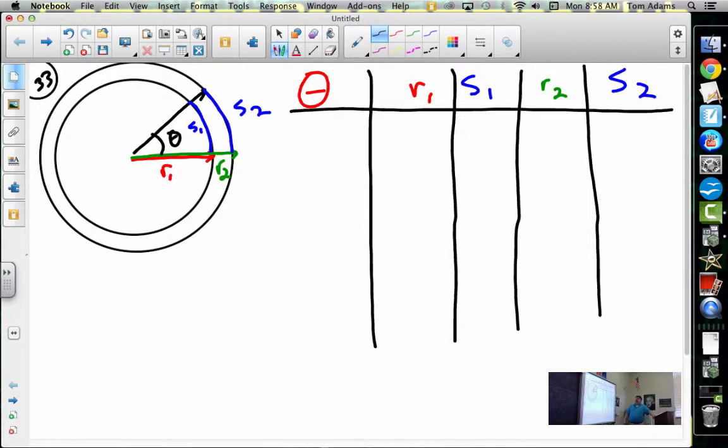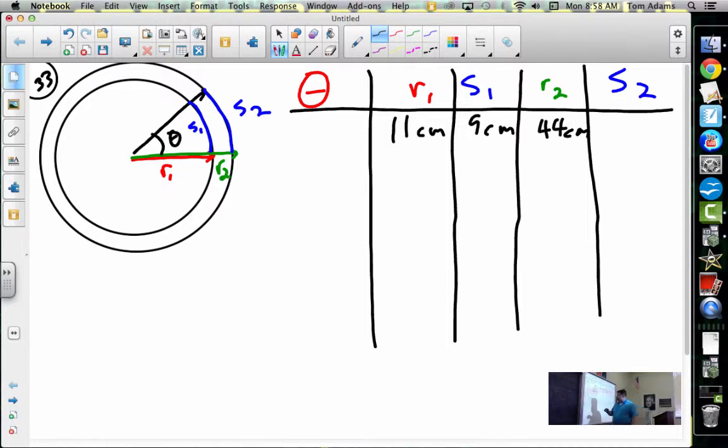Okay, so what they want us to do is figure out what theta is, and then fill in the blanks. So they give us stuff like this. They'll say that this is 11 centimeters, and then the arc length is 9 centimeters. And then they tell us the radius. The bigger radius is 44 centimeters. And then we have to find both.